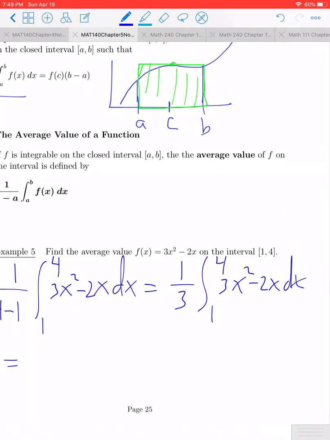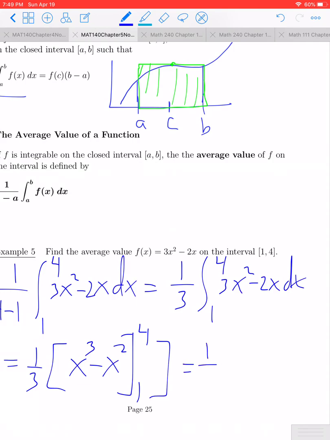To find that definite integral, we're going to find an antiderivative for the integrand. This is going to be 1/3 times, again using our power rule, add 1 to the power and divide by the new power, so the antiderivative should be x cubed minus x squared, and then we evaluate that from 1 to 4. This is equal to 1/3 times 4 cubed minus 4 squared, minus 1 cubed minus 1 squared.